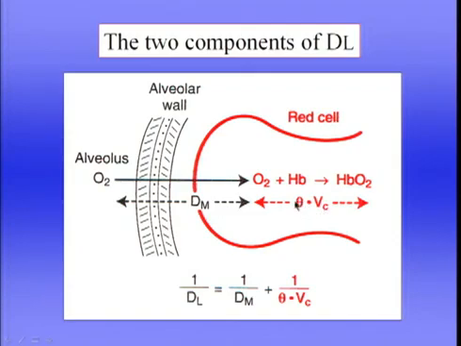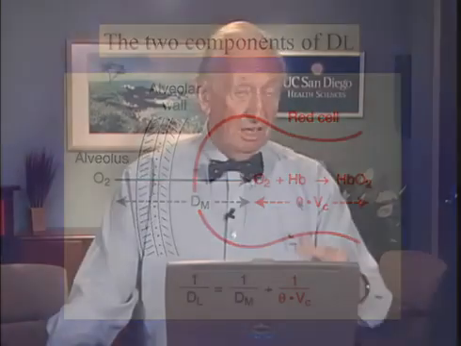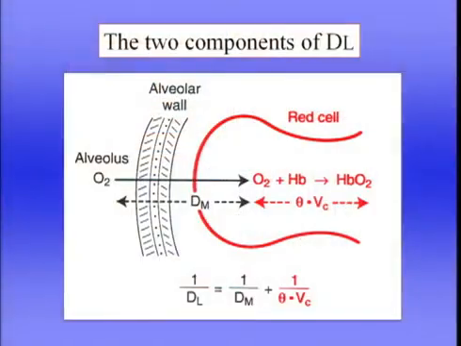Now, what are the units of theta? And the theta you can get from the rapid reaction apparatus shown in the previous slide. The units of theta are the moles of oxygen per minute, per millimeter of mercury, per milliliter of blood. Okay? Those are the units of theta.